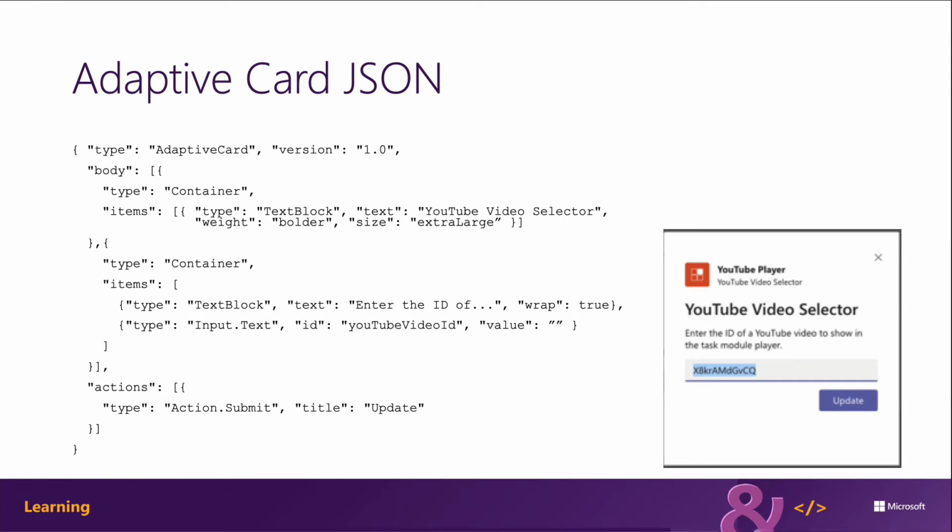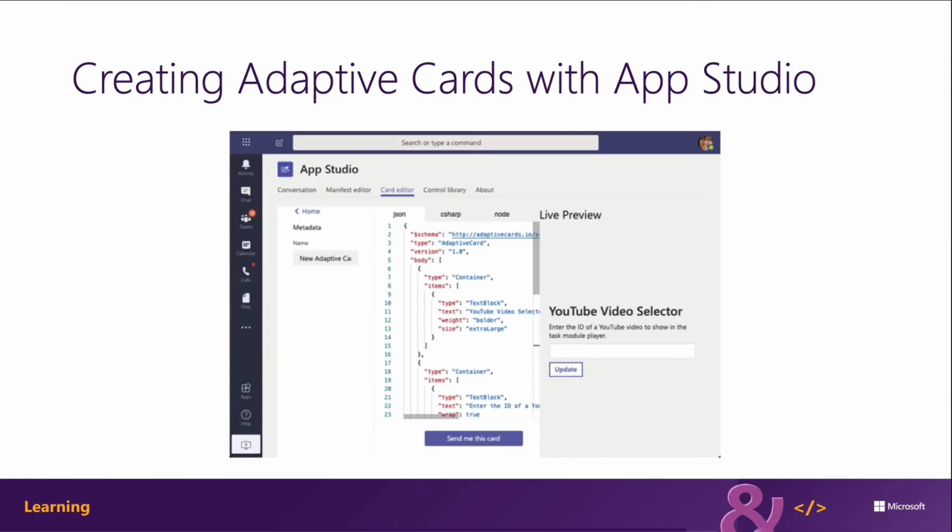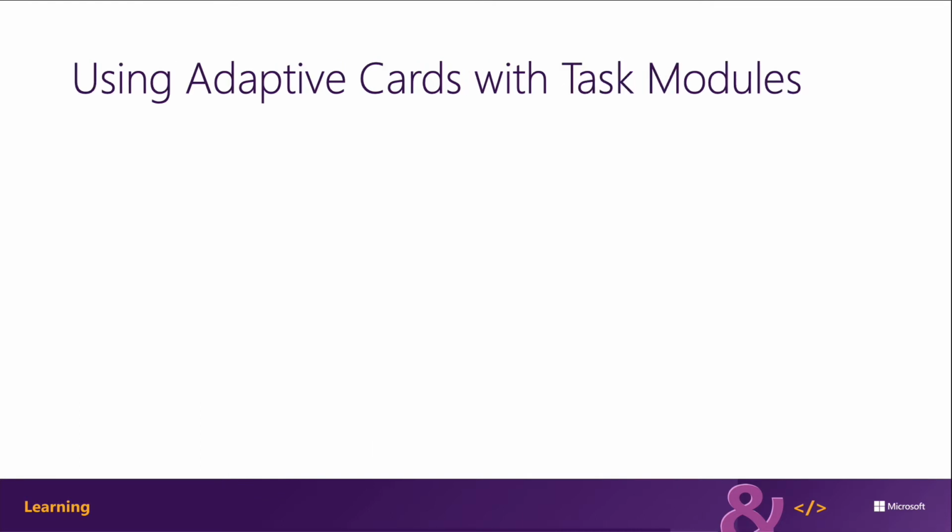that pops up. And you can see here how you can design your adaptive card using App Studio from the card editor. Here you can define the JSON, and then you can see a live preview for what it would look like here on the right. Now, previously in this module, you learned how to use HTML and JavaScript or React to implement a task module. And you also can use adaptive cards to implement the task module interface.